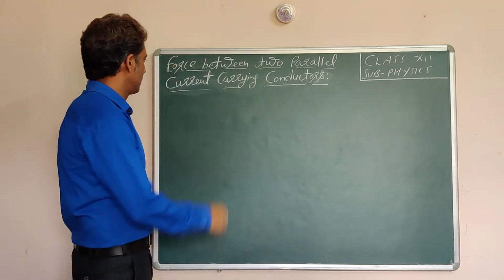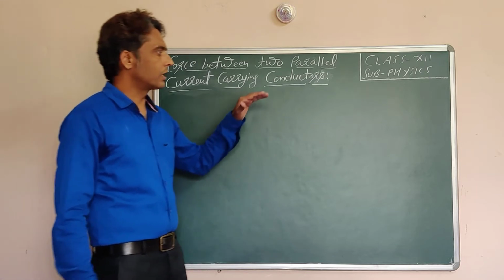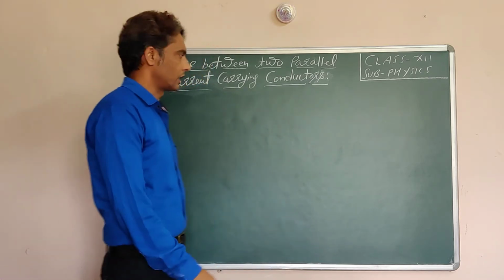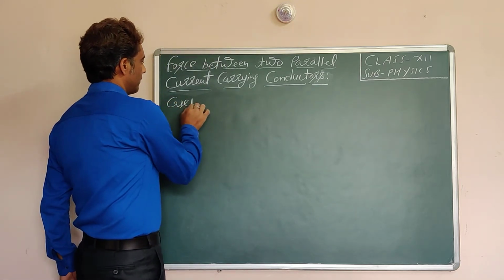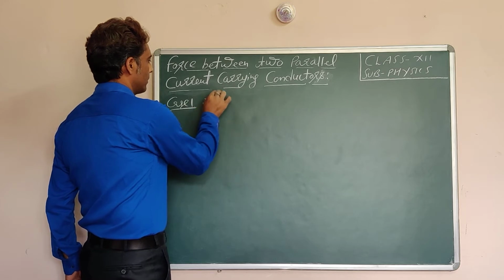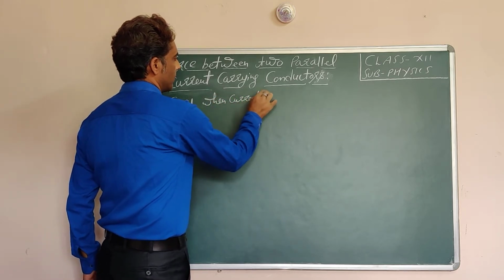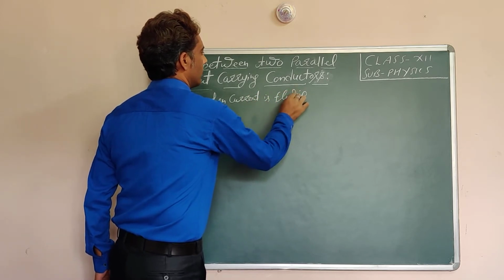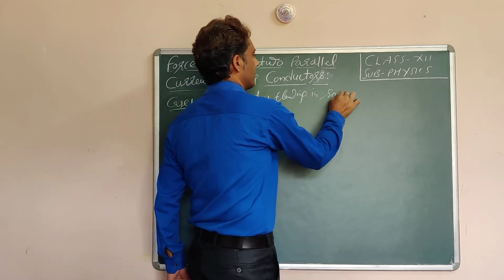So first we consider the case when current is flowing in the same direction in both of the conductors. So case 1, when current is flowing in same direction.